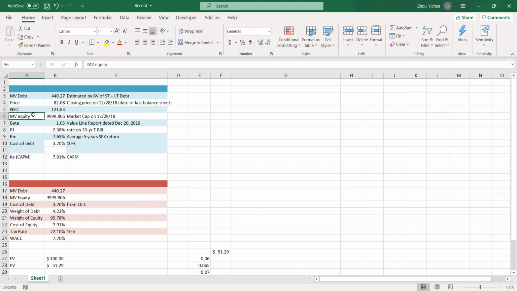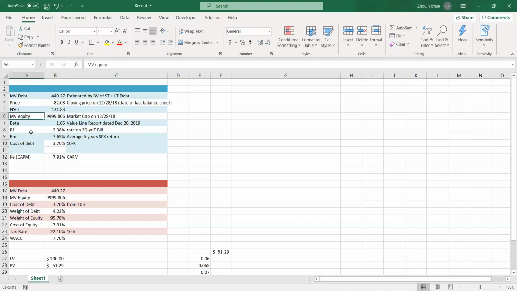So after we found the market value of debt, we need to compute the cost of equity and the cost of debt. In order to compute the cost of equity, we need to find three more inputs. The first input we want to find is beta. Beta is a way to measure the sensitivity between the company and the market.